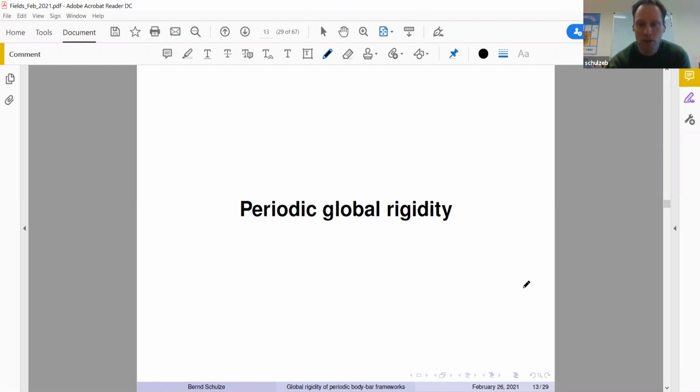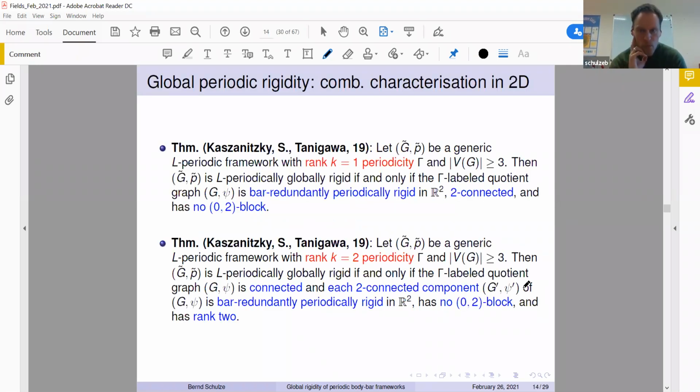So let me tell you what we do know. What we have is an analog of the well-known result of Bill Jackson and Tibor Jordan, who gave a combinatorial characterization of global rigidity of finite graphs in the plane. And so here are the periodic analogs of their theorem.